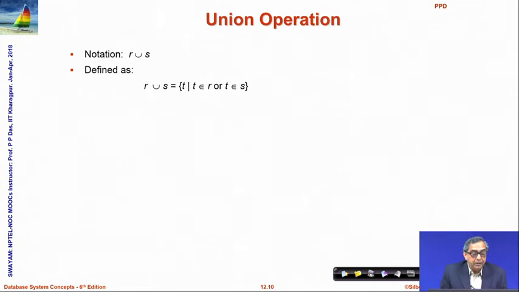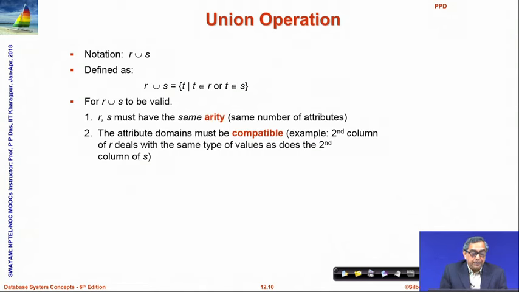Moving on, the third operation is quite simple. It is set theoretic union. So, R union S, where R and S are two relations, is the set of tuples which either belong to R or belong to S or belong to both. The condition is that you can take union if both these relations have the same arity, and the order of the attributes must satisfy that every corresponding attribute must have compatible domains.